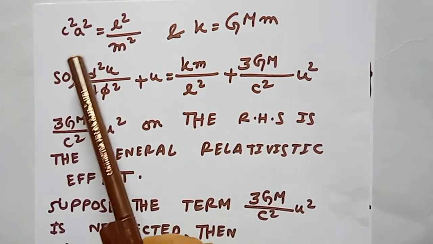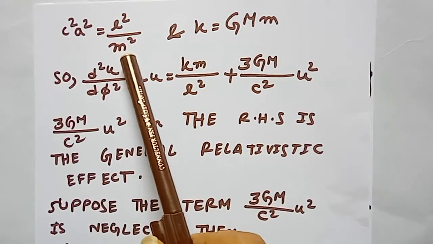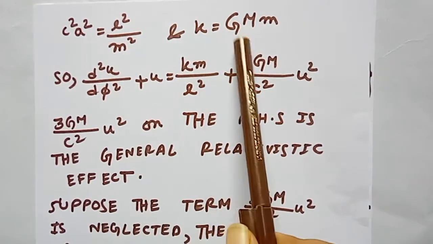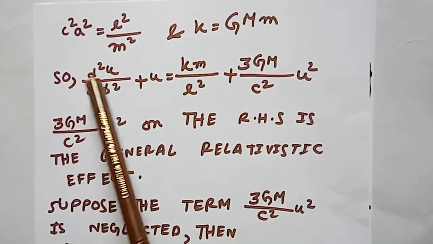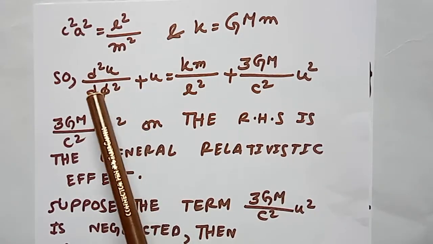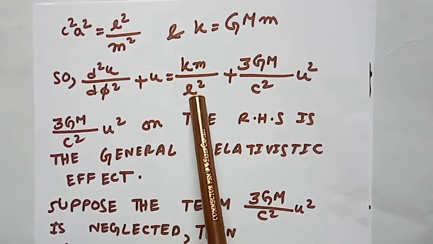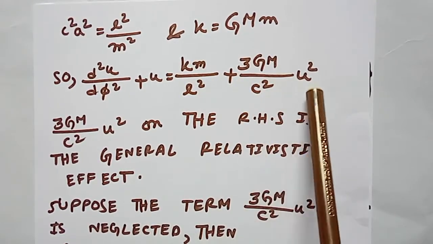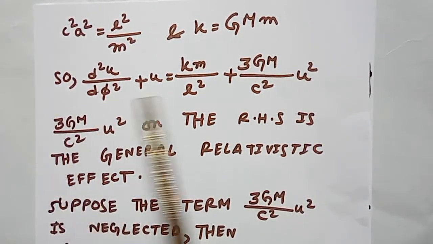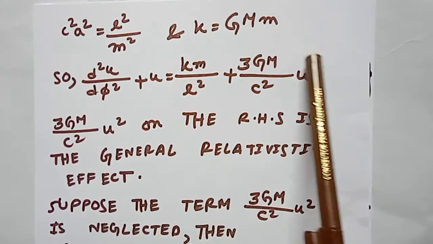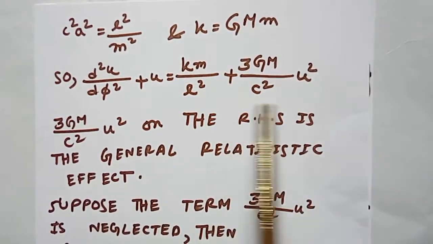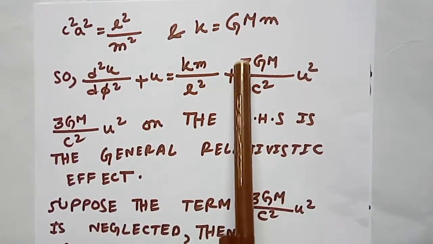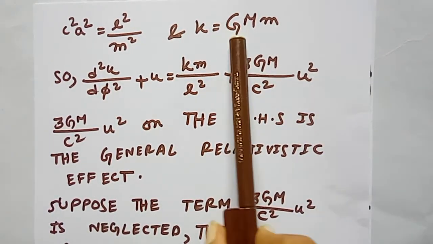Now c²a² we know is L²/m², to combine that, and k equal to GMm, with capital M and small m, so we have d²u/dphi² plus u equal to km/L² plus 3GM/c² u². Now on the right-hand side, this is the extra term, the general relativistic effect correction, and this is not in the Newtonian equation of motion.